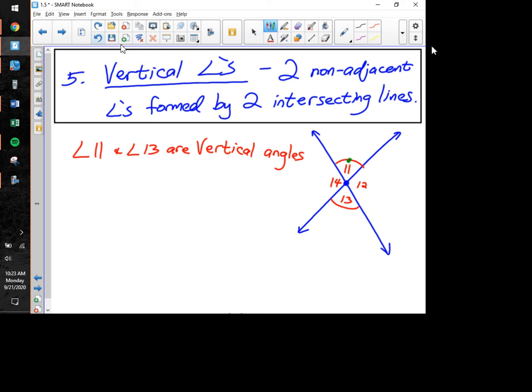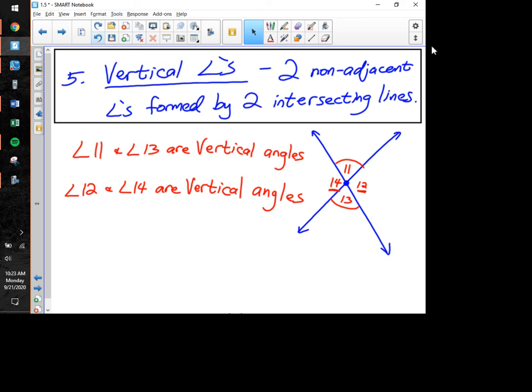What's dumb about that, though, and the reason it doesn't make a ton of sense, there's also a second pair of vertical angles here. If we were to focus starting now on angle 12, the 2 angles adjacent to angle 12 would be 11 and 13. That means that 14 is non-adjacent. So you could also say that angle 12 and angle 14 are vertical angles as well.